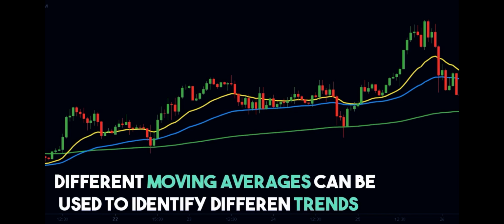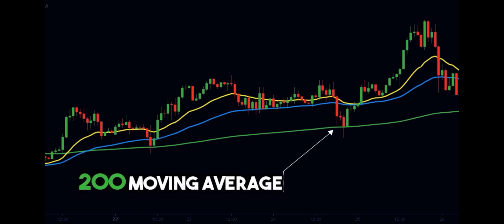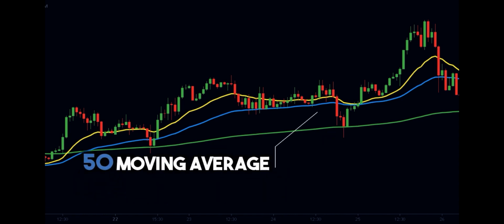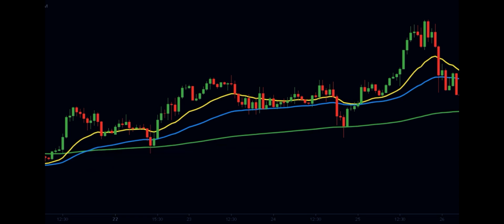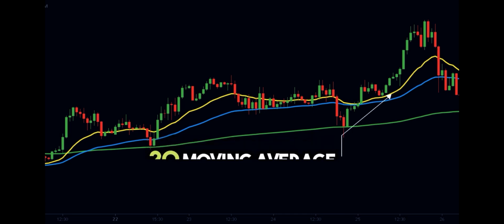Different moving averages can be used to identify different trends. For instance, a 200-period moving average can be used to identify the long-term trend of the market. Similarly, a 50-period moving average can be used to identify the medium-term trend of the asset. And lastly, a 20-period moving average is used to identify the short-term trend of the market.